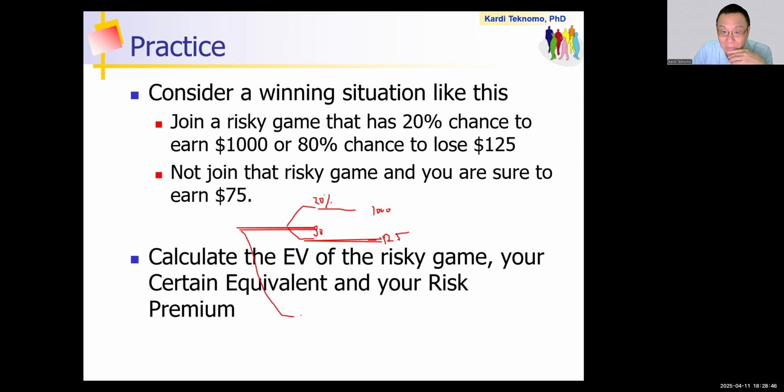Or you're not joining that risky game. Alternatively, 100%, you will earn 75. It is certainty versus gamble. Can you calculate the EV of this risky game? And then can you calculate the certain equivalent and the risk premium?